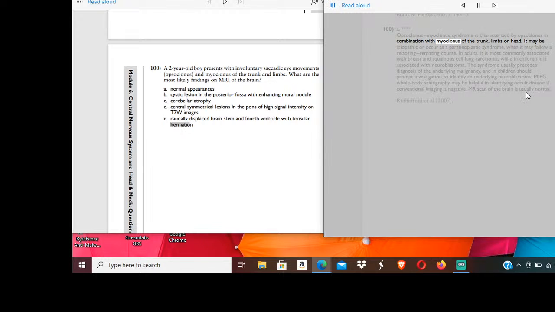Myoclonus of the trunk, limbs or head. It may be idiopathic or occur as a paraneoplastic syndrome, when it may follow a relapsing remitting course. In adults, it is most commonly associated with breast and squamous cell lung carcinoma, while in children it is associated with neuroblastoma. The syndrome usually precedes diagnosis of the underlying malignancy, and in children should prompt investigation to identify an underlying neuroblastoma. MIBG whole body scintigraphy may be helpful in identifying occult disease if conventional imaging is negative. MR scan of the brain is usually normal. Rutherford et al., 2007.